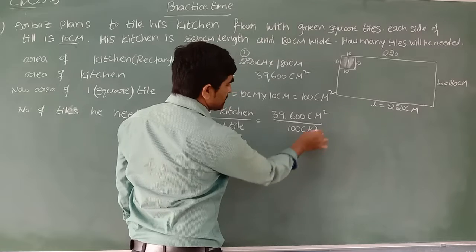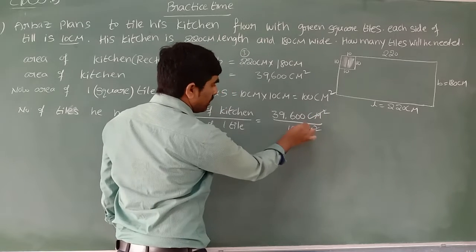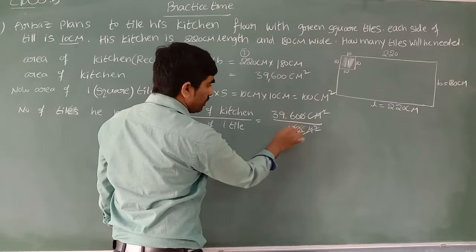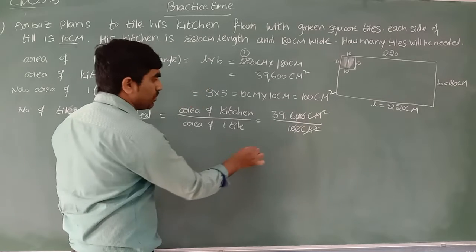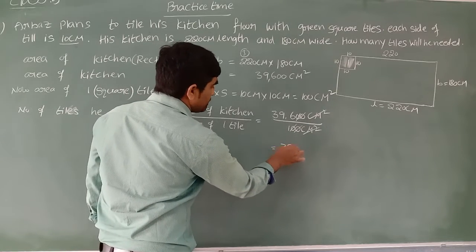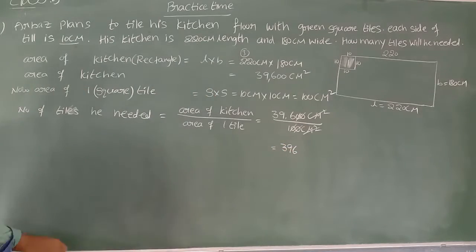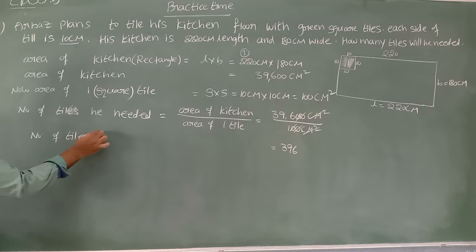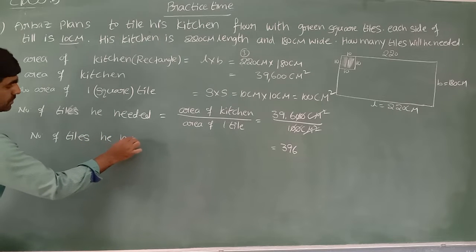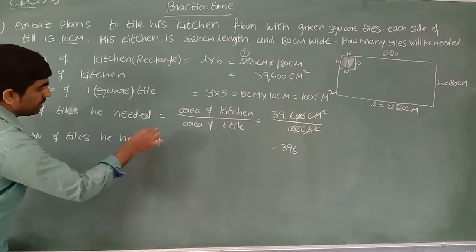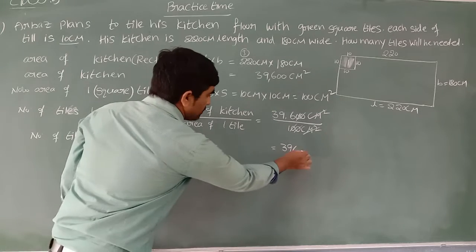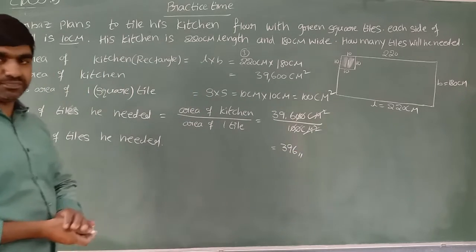You can cancel. Square centimeter cancel. 1 0, 1 0 cancel. One more 0, 1 0 cancel. So total how many? 396 tiles we need. We can write here number of tiles he needed. How many tiles he needed? Sir, he needs 396 tiles.